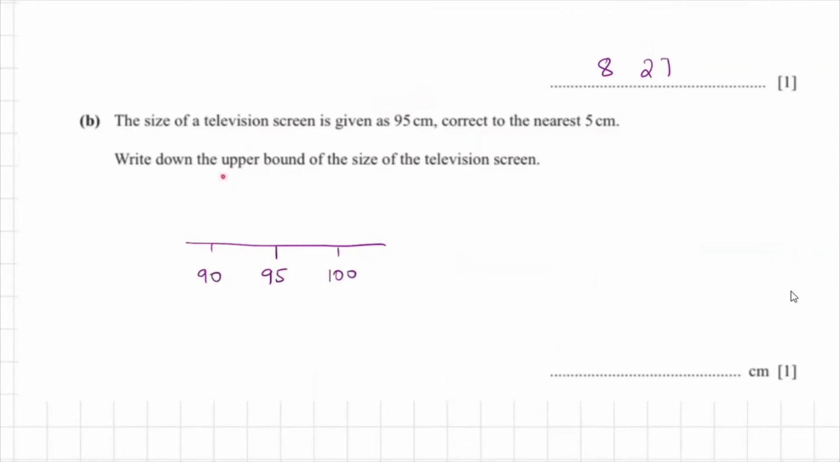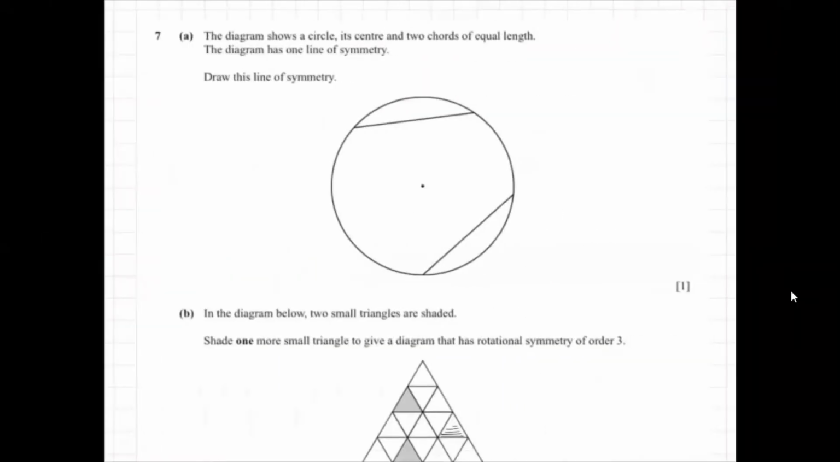Now they are asking for the upper bound. Upper bound means this bound. There are two bounds. This is the lower bound and this is the upper bound. Since they're asking for the upper bound, I will be taking the number in between 100 and 95, which is 97.5. So there you go. Your answer is 97.5. Okay, the next question.